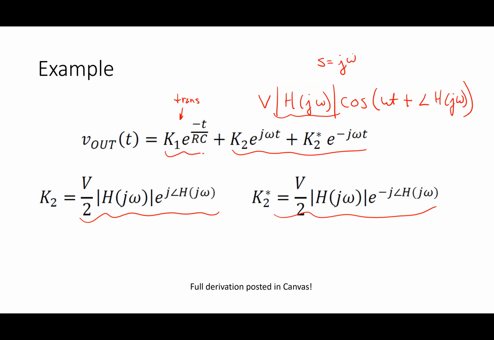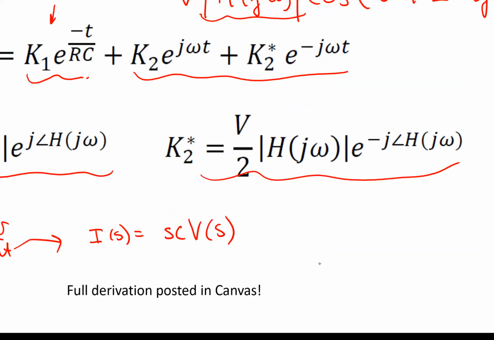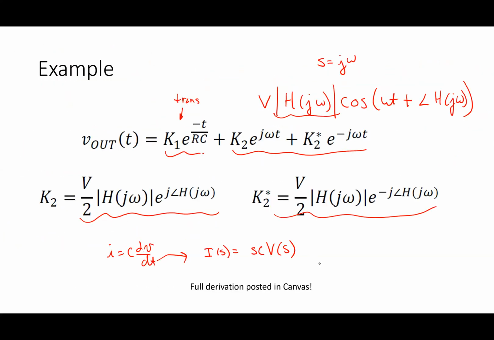Because what we've seen already is, if I looked at a simple example where I have I of s, like if I looked at a capacitor, where I equals C dV/dt, we said that what we have is that I of s is sC times V of s. We had that particular result. We said the capacitor impedance is 1 over sC in that particular case.